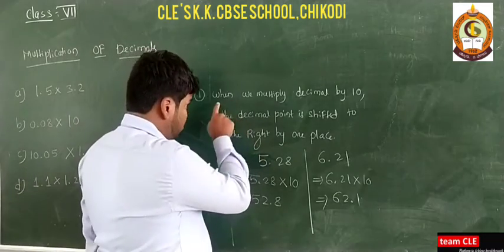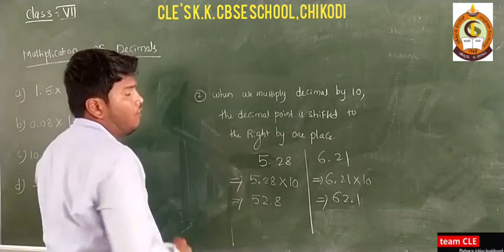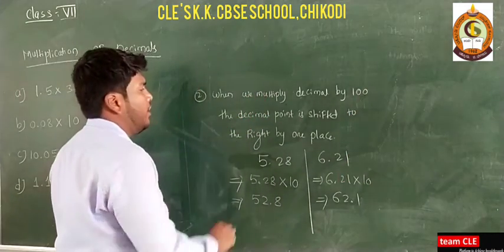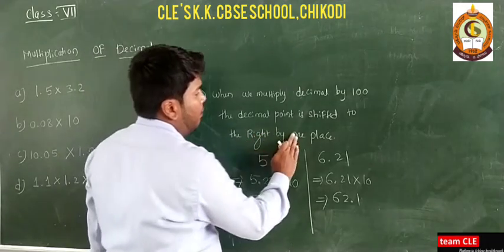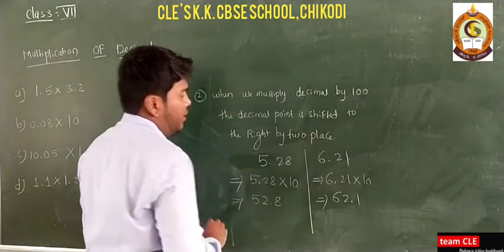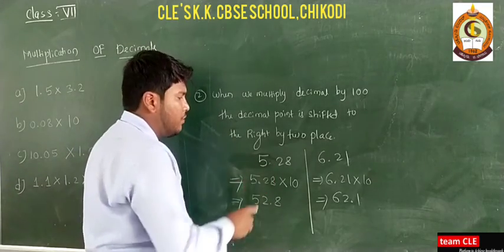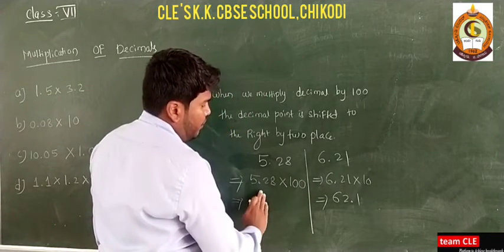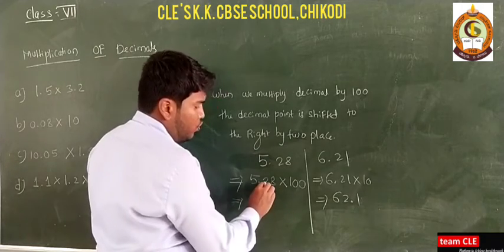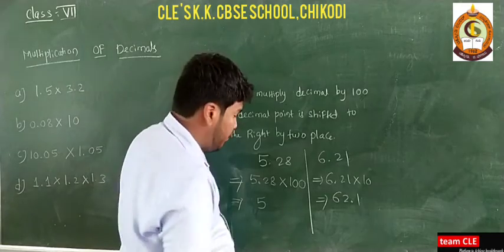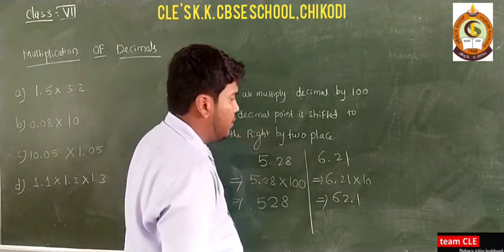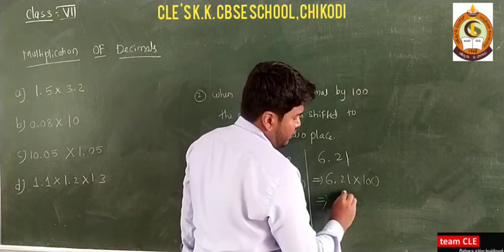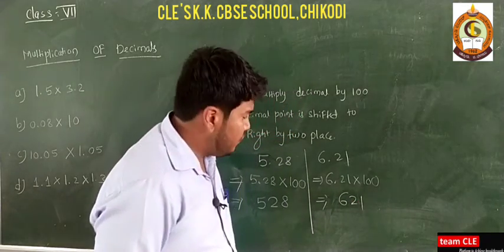Similarly, rule number 2: when we multiply a decimal by 100, the decimal point is shifted to the right by 2 places. Instead of 1, you have to write 2 places. So 5.28 multiplied by 100 gives 528, after shifting the decimal point by 2 places. Similarly, 6.21 multiplied by 100 gives 621.